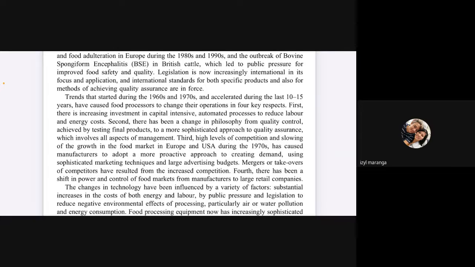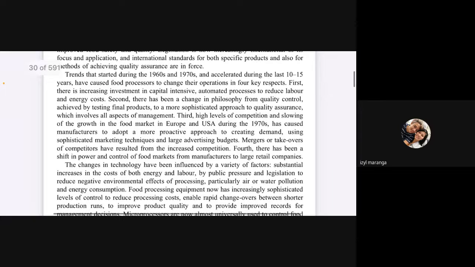And then, we have a lot of trends na mag-change yung ating mga processor in key respects. First, we have increasing investment in capital, automated processes to reduce labor and energy costs. And second is the philosophy from quality control, by testing final products, to a more sophisticated approach sa quality assurance and all aspects ng management.